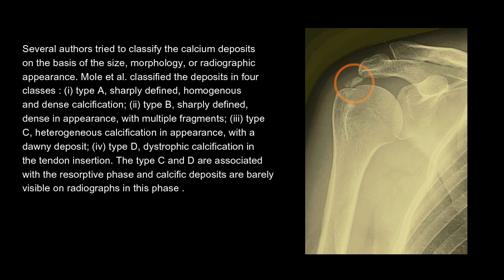Mole et al. classified the deposits in four classes: Type A, sharply defined, homogeneous and dense calcification; Type B, sharply defined, dense in appearance, with multiple fragments; Type C, heterogeneous calcification in appearance, with a dorsal deposit; Type D, dystrophic calcification in the tendon insertion. The type C and D are associated with the resorptive phase, and calcific deposits are barely visible on radiographs in this phase.